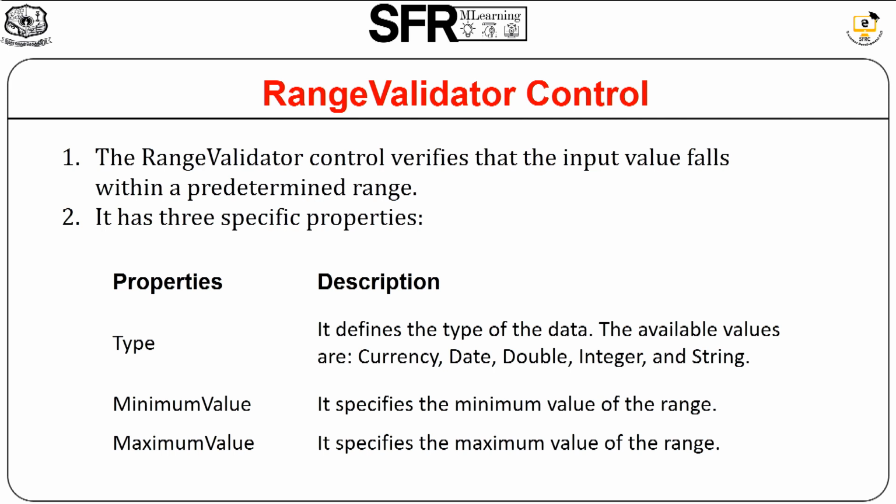So for the range validator control, we have 3 properties. The properties are type, minimum value and maximum value. The range validator control is used to verify that the input value falls within a predetermined range.